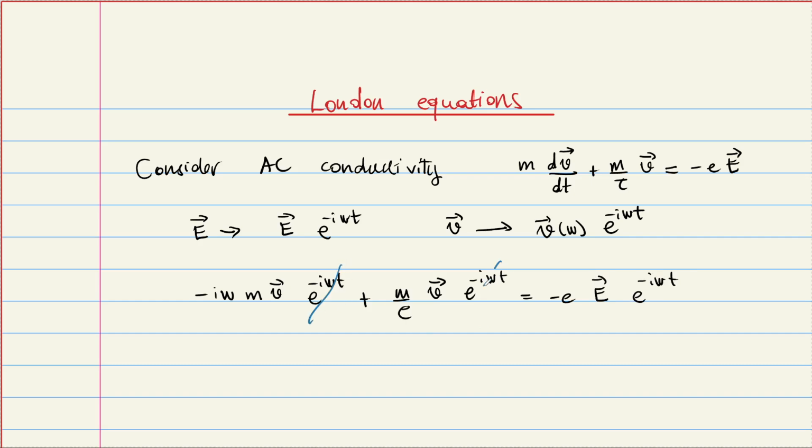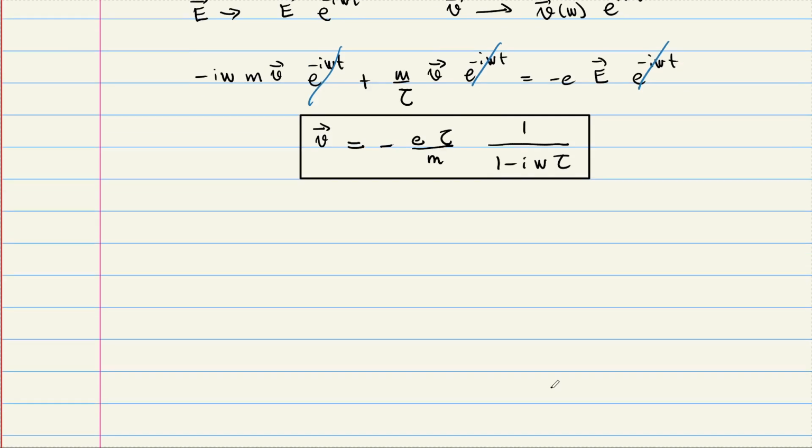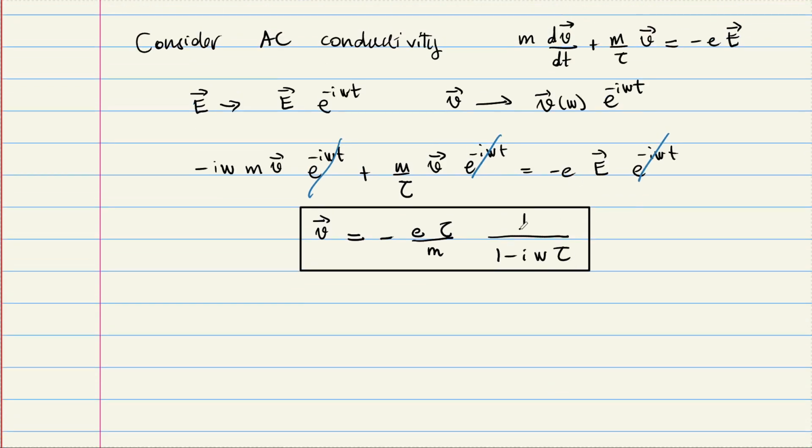So we cancel the exponents now and find v equals minus e tau divided by m times 1 over 1 minus i omega tau, times E. But I didn't do anything, I just solved this for v. And this I'll substitute in the current.